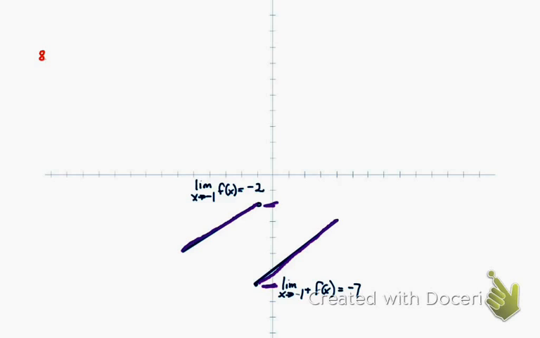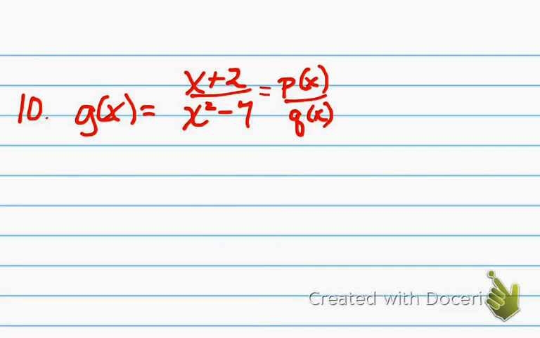Now the limit without the directional arrows would indicate that there is no limit, because if there was a limit, then your intended height should be the same coming from both directions. All right, let's take a look at the next question, which is number 10.